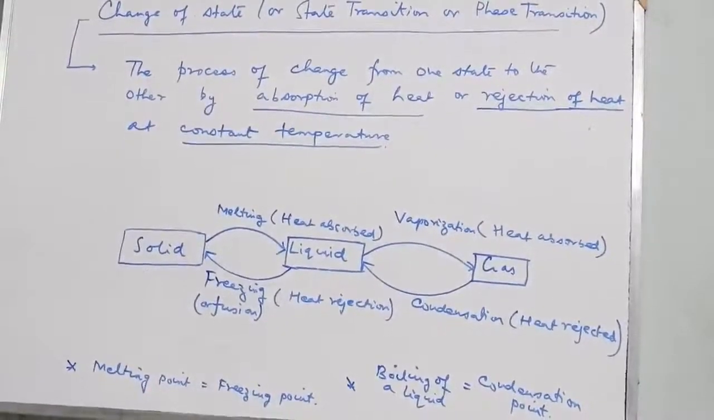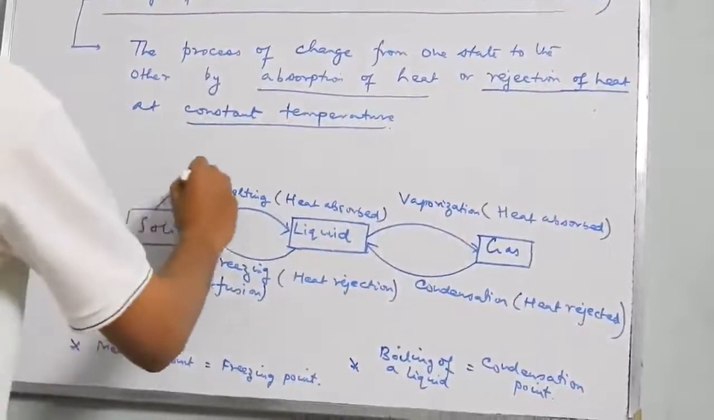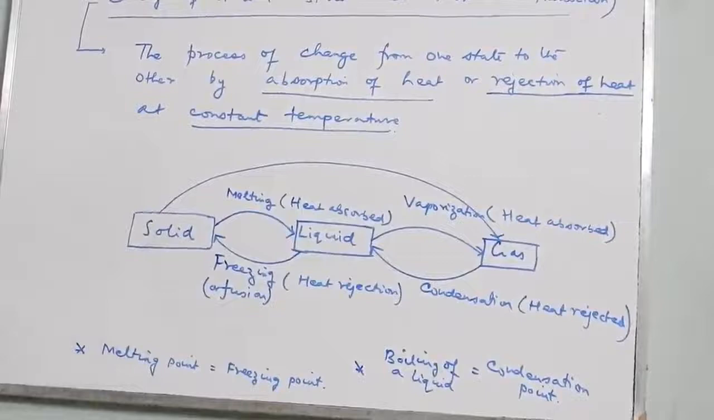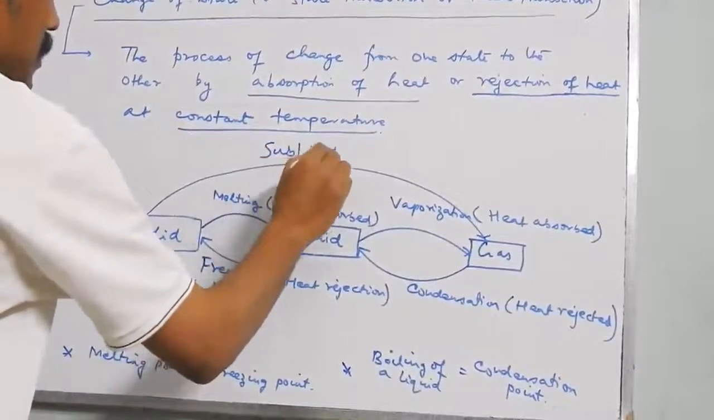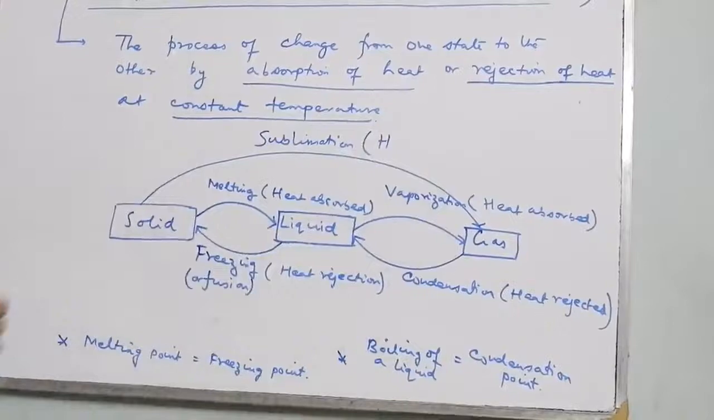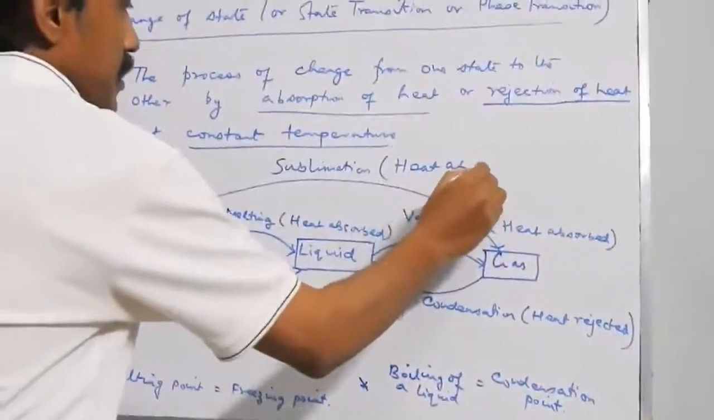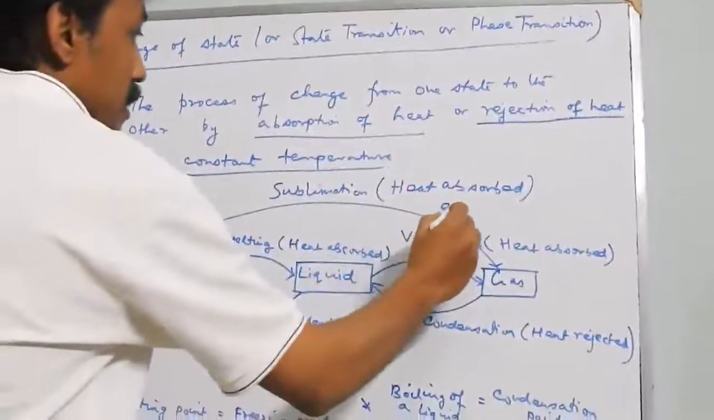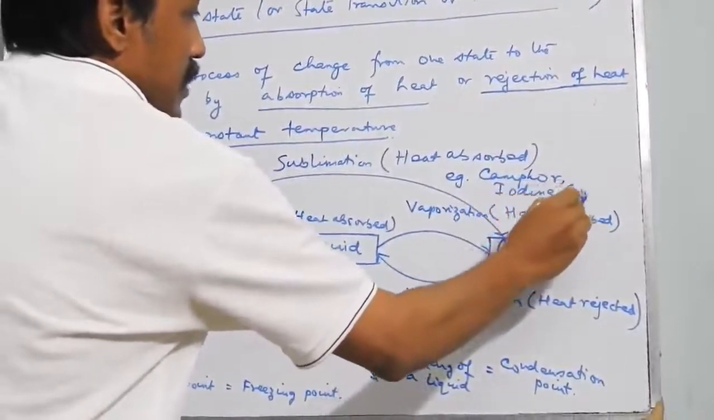It is not necessary that every solid will get converted into liquid and then into gas. There are some examples where the solid directly gets converted to gas, and the process whereby a solid absorbs some amount of heat and gets converted to gas is called sublimation. A very good example of sublimation is camphor. Iodine crystals absorb heat and immediately convert to their vapor form. So in the process of sublimation, heat is absorbed by the solid and the solid directly gets converted to the gaseous or vapor form. You can take examples like camphor, iodine crystals, etc.